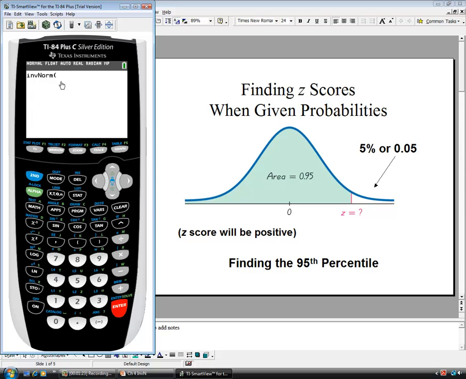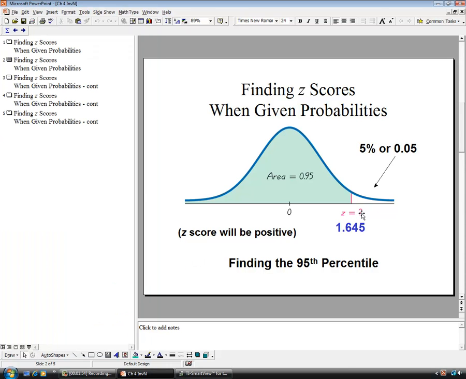Now how this works is we have to give it the area to the left of the z-value. In this case, 0.95. And again, the total area under the curve is going to be 1. So even if it's 95%, you must convert that to a decimal. So 0.95. That z-value is about 1.645, a key number that we're going to use. So 1.645 is the value that separates the bottom 95% and the top 5%.